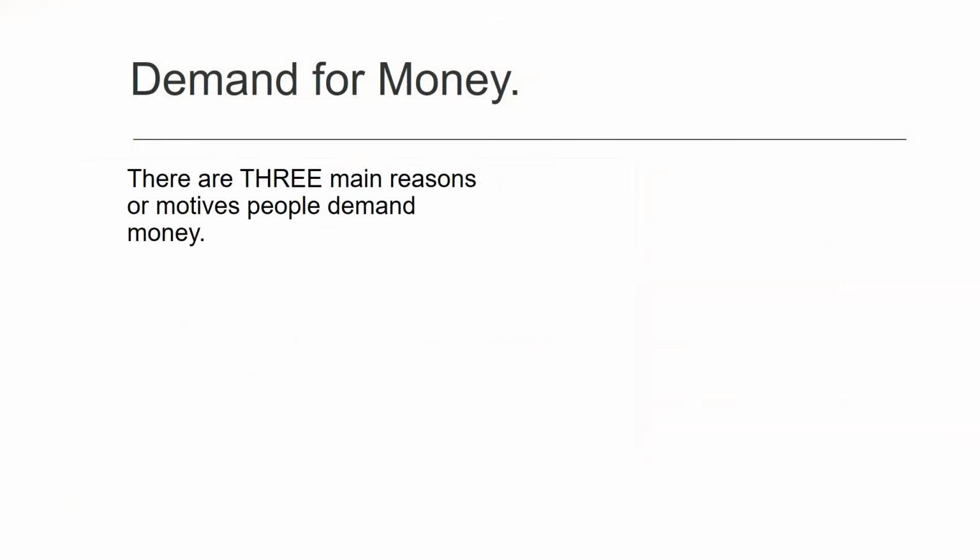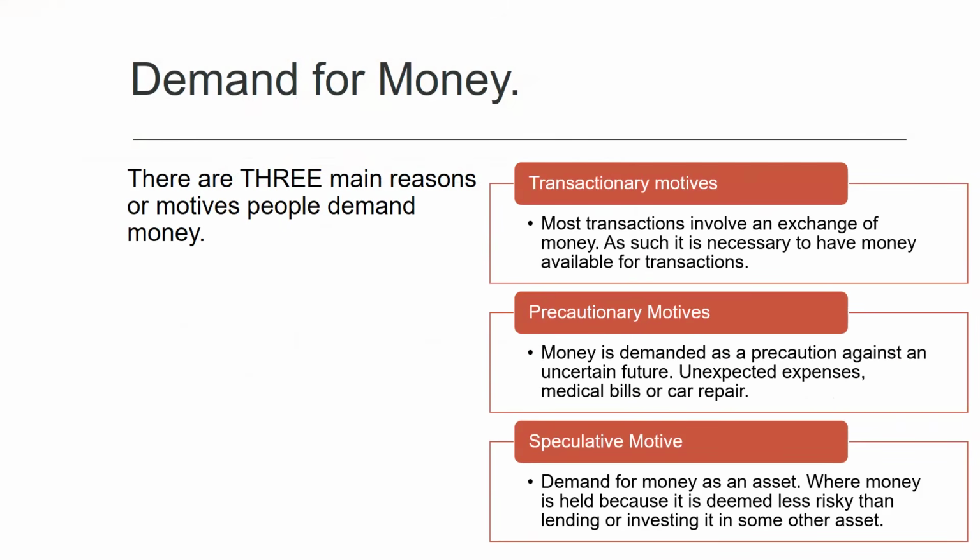There are three main reasons why people want money in the first place. Transactionary motive: they want money in order to buy things. They want to exchange it for other things, right? Because it's necessary for us to have money so we could trade it for things that we want, right?